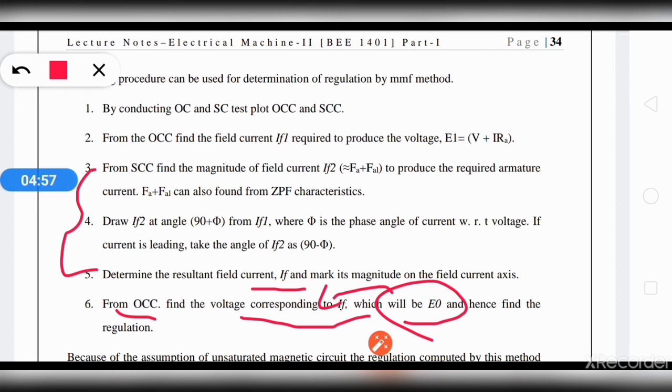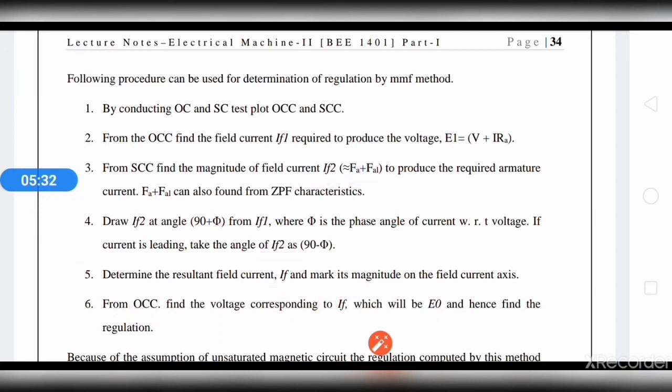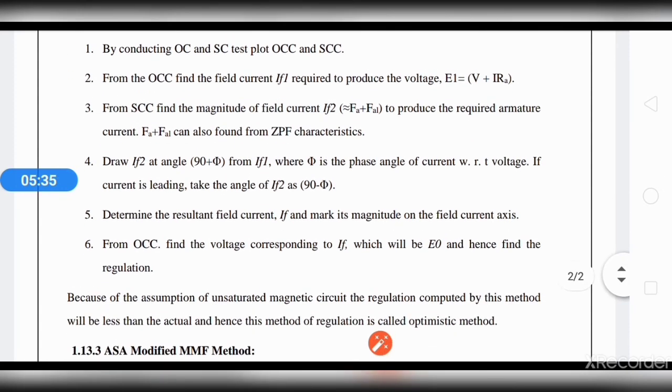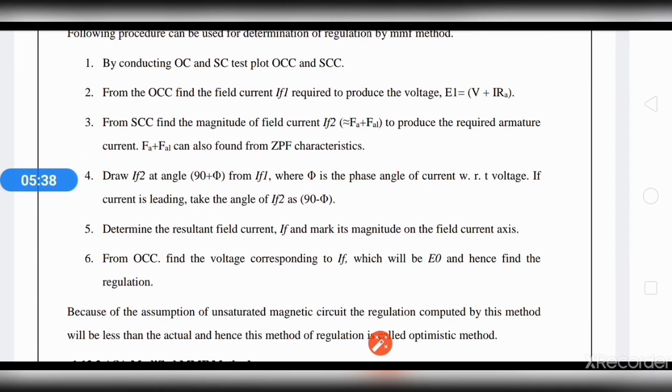IF can be found by plotting it either at 90 plus phi or 90 minus phi from IF2, where IF2 is the current corresponding to FA plus FAL. These are the steps needed in the MMF method, from step 3 to step 4, step 4 to step 5, and finally the corresponding voltage can be found from this field current. Once E0 is found, E0 minus V can be found, which is the voltage regulation.